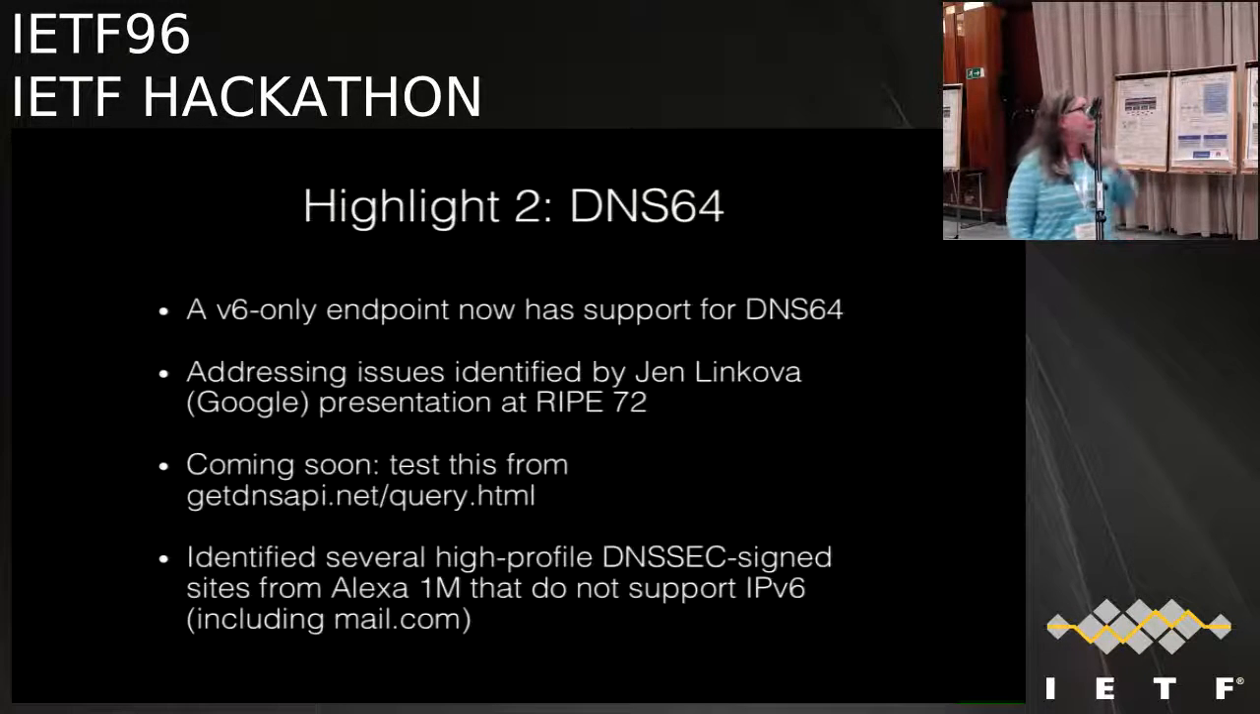But another one that we worked on was DNS64, which is one of the necessary components for v6-only clients to talk to the v4 world. And it has some complications in engineering. There was a great talk by Jan Zorz from Google at RIPE 72. Willem Toorop built this in getdns. So the client now works. If you want to, you'll soon be able to test this from the getdnsapi.net site.